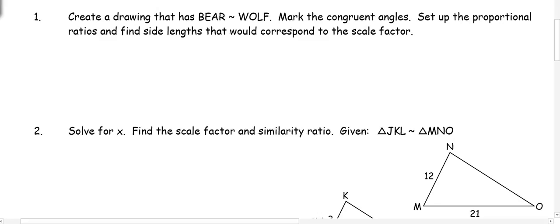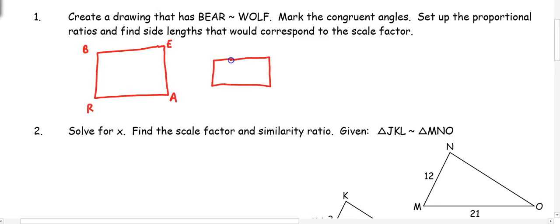In number 1, it says create a drawing that has BEAR similar to WOLF, mark the congruent angles, set up the proportion ratios, and find the side lengths that would correspond to the scale factor. So we're going to draw two four-sided figures. One of them is going to be BEAR, and my other rectangle for my four-sided figure is going to be WOLF.